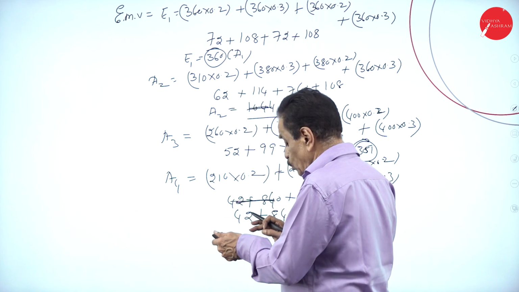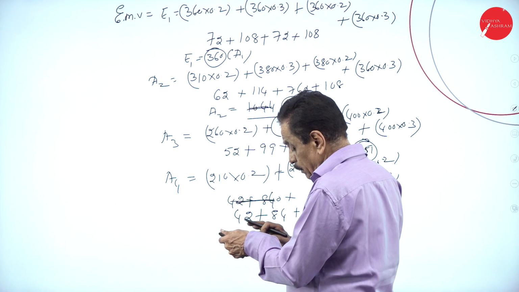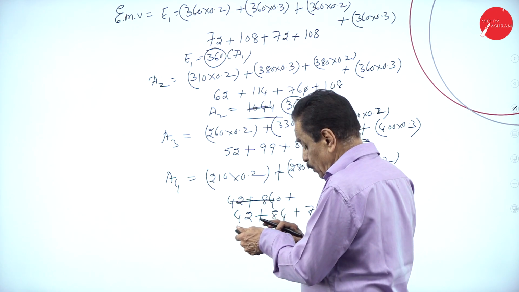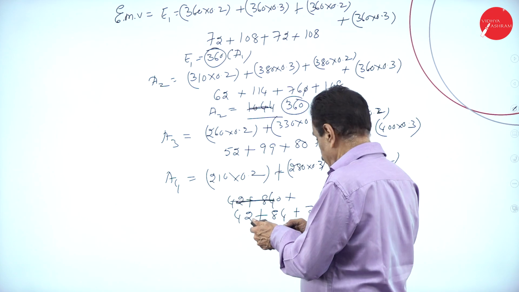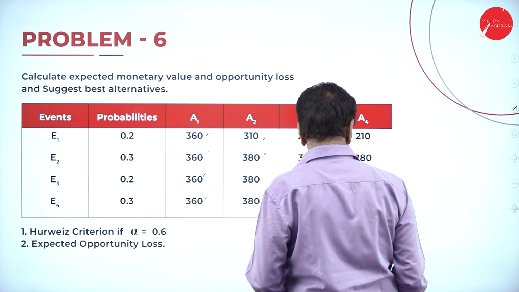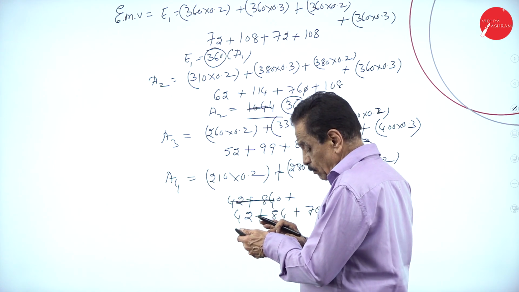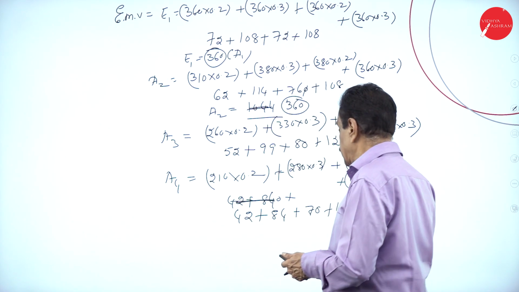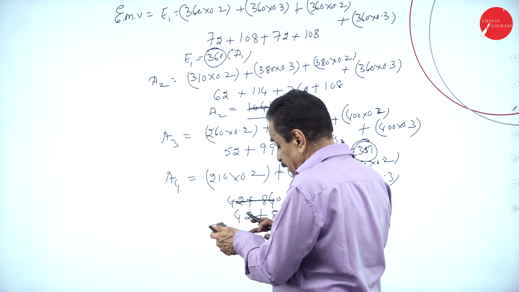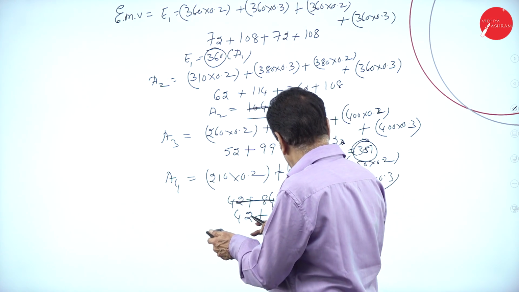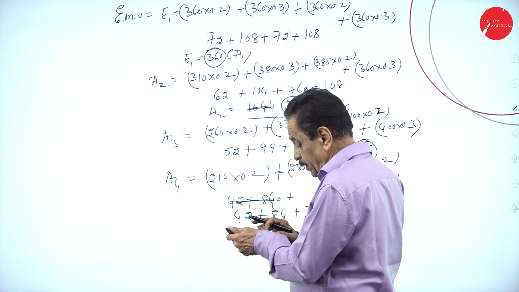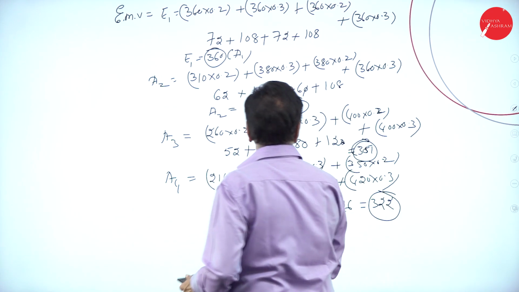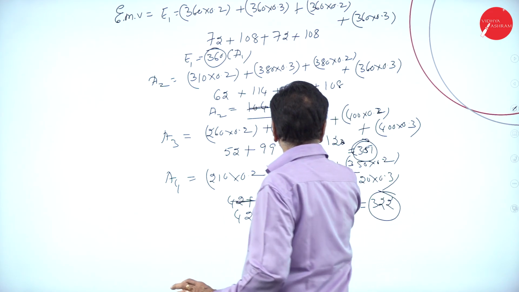210 into 0.2, 42. 280 into 0.3, 84, correct. 350 into 0.2, 70, correct. Last one is 420 into 0.3, 126. So 126 plus 70 plus 84 plus 42, 322. So first one 360, second one 360.